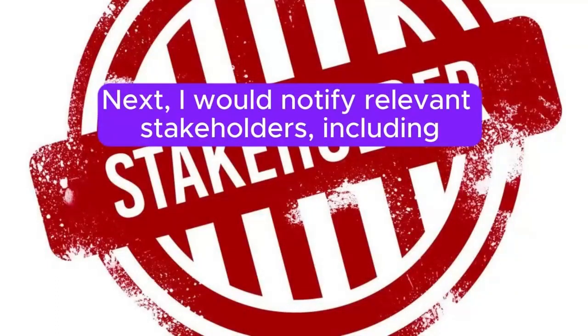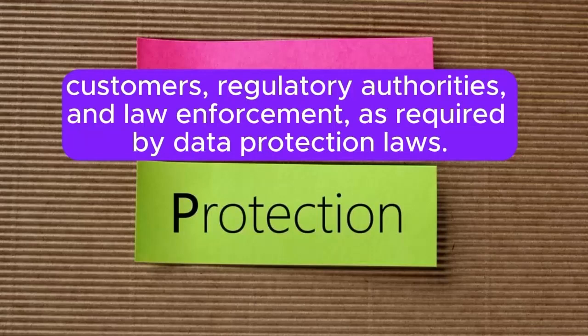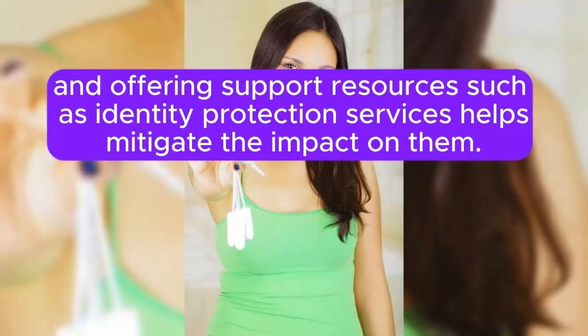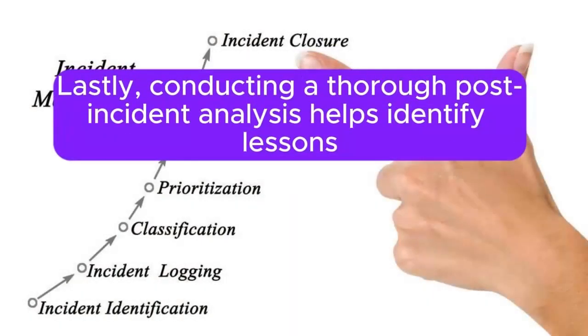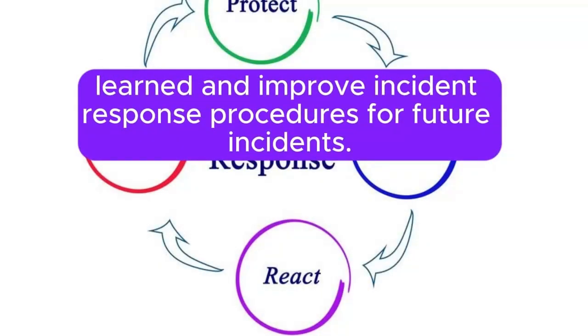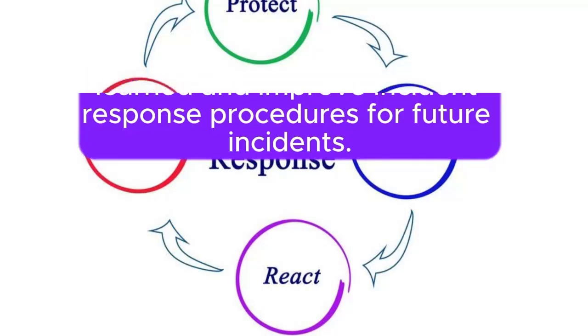Next, I would notify relevant stakeholders, including customers, regulatory authorities, and law enforcement, as required by data protection laws, providing transparent communication to affected individuals, and offering support resources such as identity protection services helps mitigate the impact on them. Lastly, conducting a thorough post-incident analysis helps identify lessons learned and improve incident response procedures for future incidents.